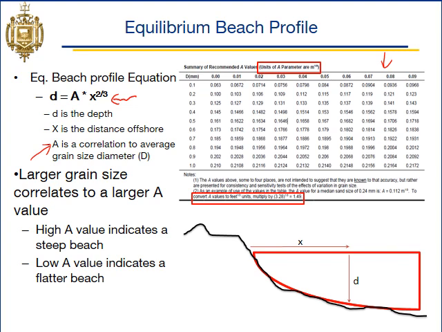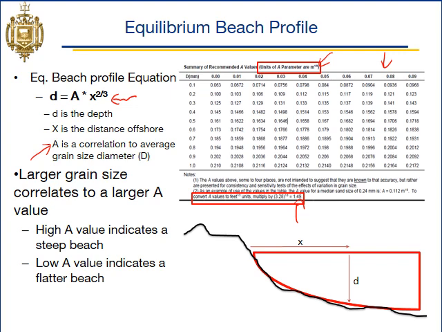One thing to note is the A values are all given in meters to the 1/3. So if we're working in U.S. customary units, we'll have to convert that, and the way we convert that is by multiplying our A value by 1.49. So just keep that in mind.